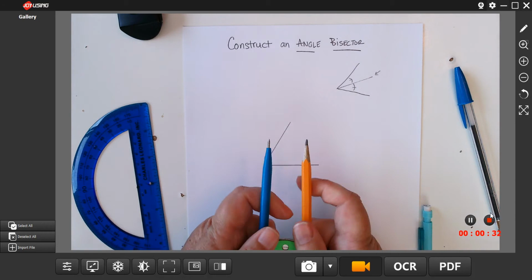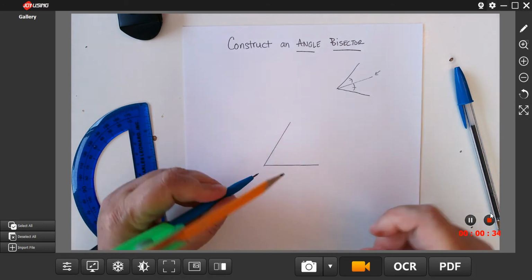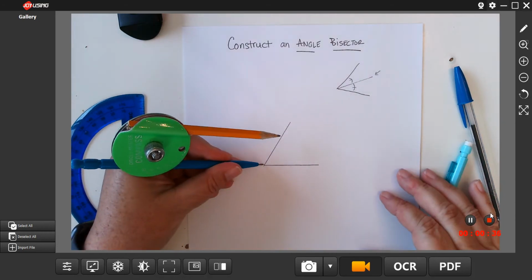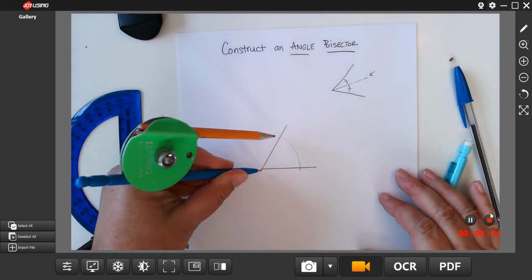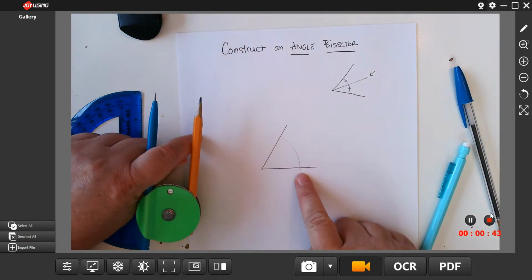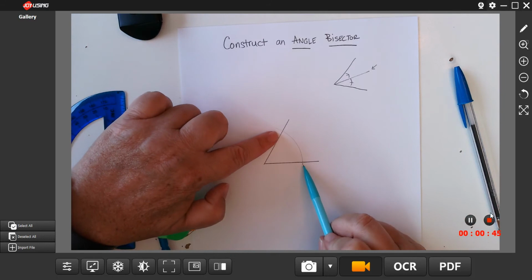I'm going to open my compass to any length that I want. I'm going to place the point of my compass on the vertex of the angle, and I'm just going to swing an arc across the opening. So what that has done is created 2 points of intersection, here and here.